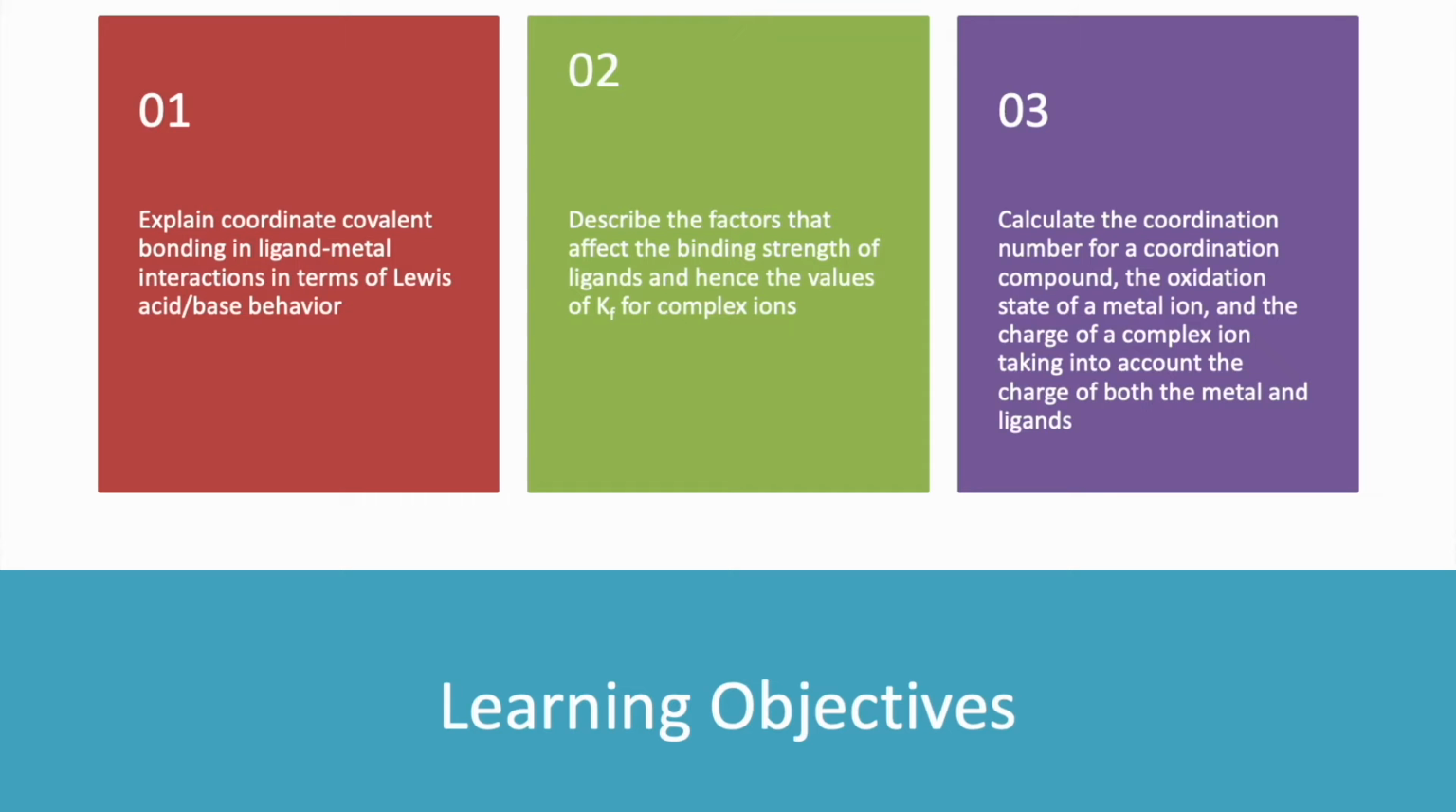So today we're going to be talking about coordinate covalent bonding in ligand metal interactions in these coordination compounds. We're also going to talk about factors that affect binding strength and the values of Kf for complex ions, and calculate the coordination number, oxidation state, and charge of a complex ion. Those are pretty easy things to do at the end.